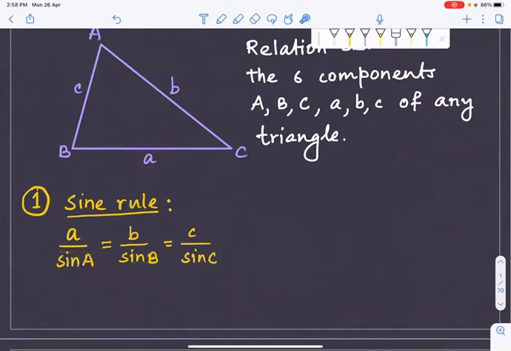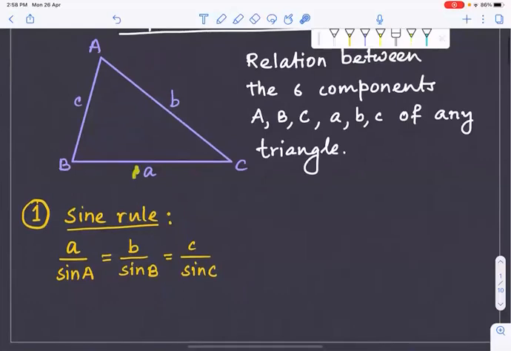And you remember how I have taken this small a is opposite to the angle capital A. This angle is denoted by capital A, and the side opposite to it we have denoted by small a. This is capital B, and the opposite side we have denoted by small b. This angle is capital C, and the opposite side is denoted by small c.